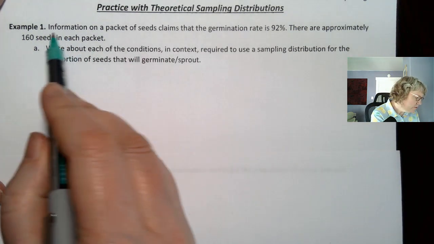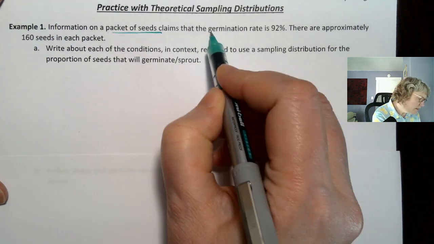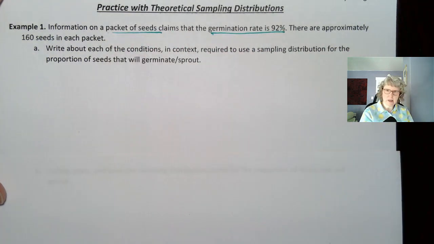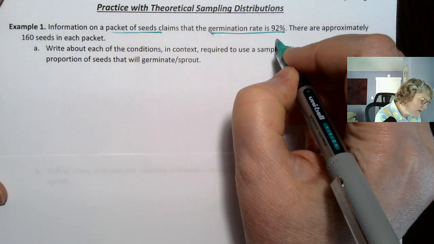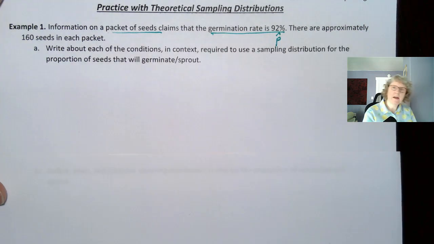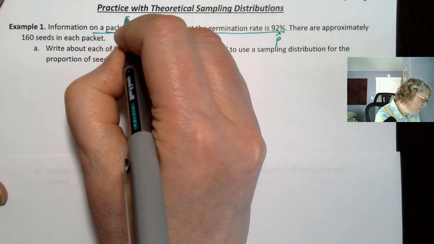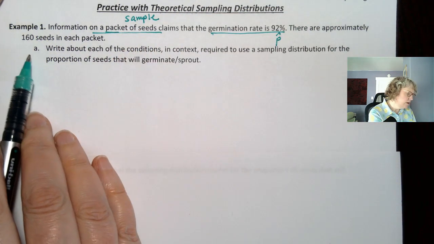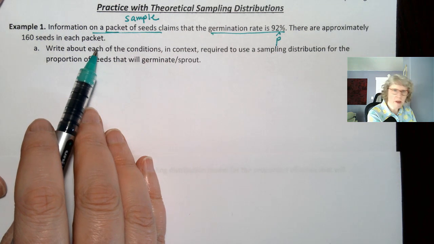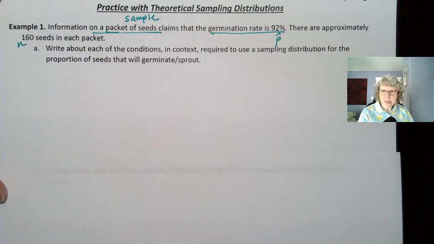We have information on a packet of seeds that claims the germination rate is 92%. So we have a P or a P hat. This is like one packet of seeds is our sample. There are approximately 160 seeds in each packet. I'm going to write that's our N. So we have an N and a P, or in this case, P hat.